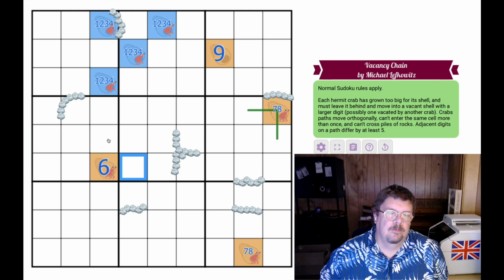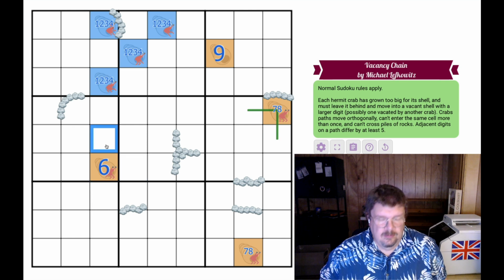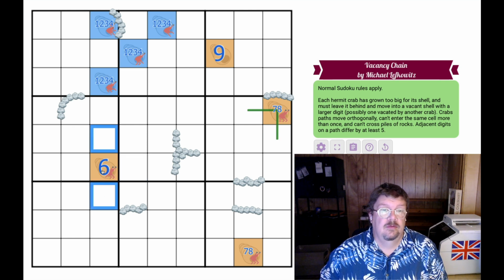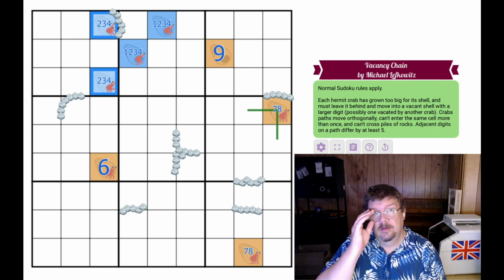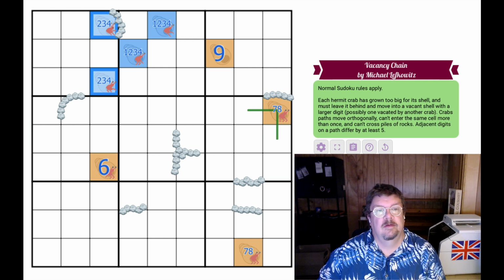So option A is these 2, option B is these 2, and option C is these 2. So there is definitely a 1 in one of those 2. So these 2 are not 1s. That's not where I'm starting.